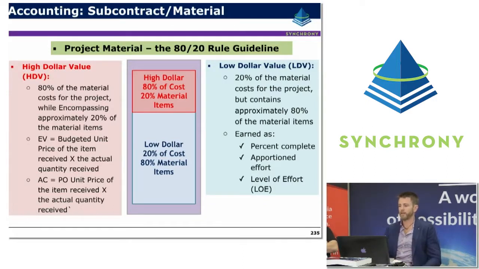So for low dollar value materials, 20% of material costs for the project might contain 80% of the material items, so a really long list of material items. Make it as simple as possible. So these can be taken as percentage complete. They can even be blended up and rolled up into apportioned effort and level of effort. Some of them might even be able to be rolled up within, for example, other direct costs, as a cost that really doesn't need to be tracked on a micro scale.